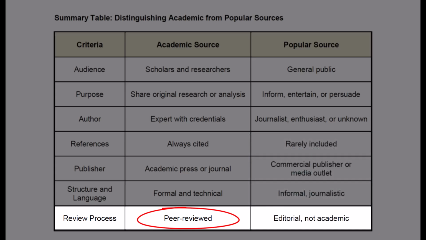Peer-reviewed sources are considered the gold standard in academic research because they have undergone critical scrutiny by qualified professionals. Unlike scholarly articles, popular sources undergo only editorial review rather than peer review, and thus do not guarantee the rigorous evaluation required by academic standards.